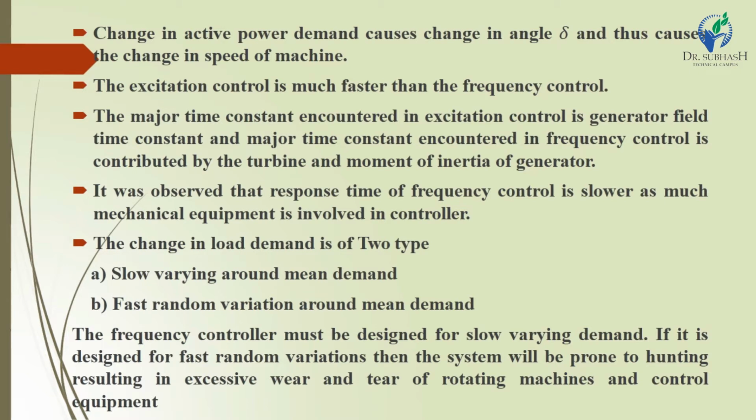The change in the load demand is of two types. First of all is slow varying around the mean demand, and the second is fast random variation around the mean demand. The frequency controller must be designed for a slow varying demand. If it is designed for the fast random variation, then the system will be prone to hunting, resulting in extensive wear and tear of the rotating machines and control equipment.